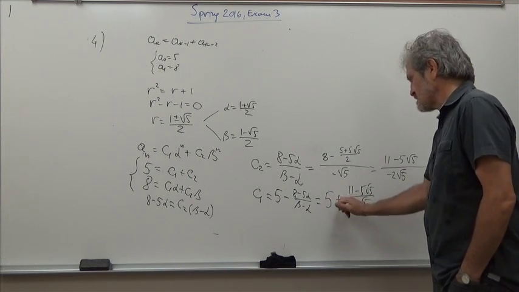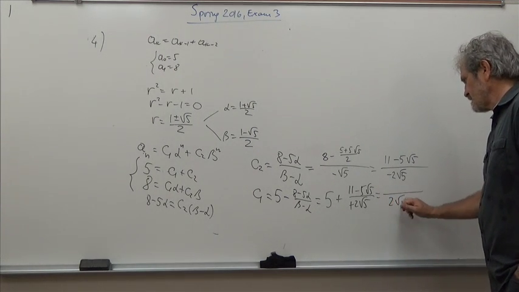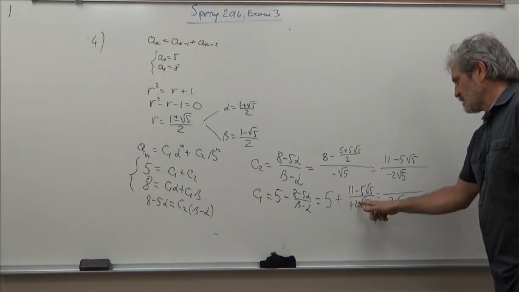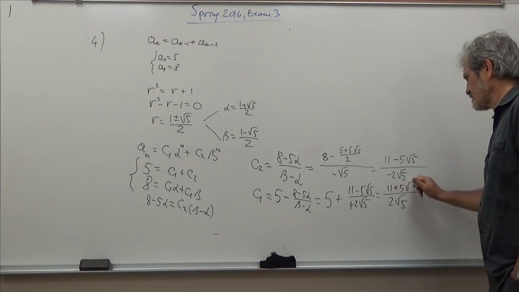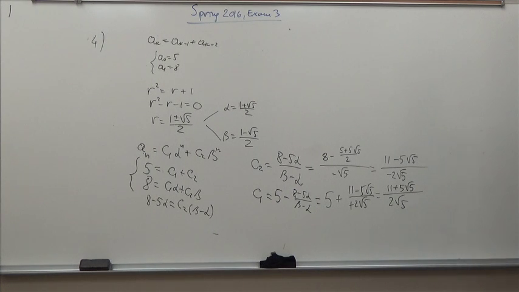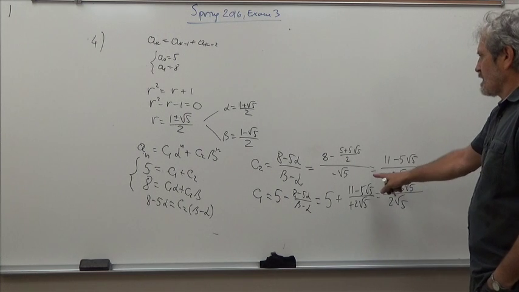What will that give me? Minus and minus will give me plus. So I get 2 root 5 here. And I get 10 root 5 minus 5 root 5, so it will get 11 plus 5 root 5. So here it is. Our solution is, and maybe I'll pull out this minus.